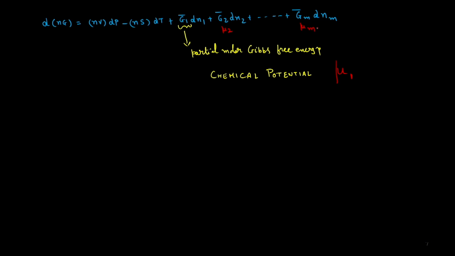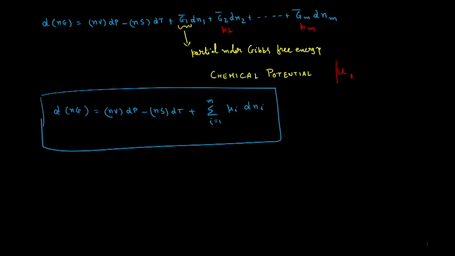So if I were to write this expression in terms of chemical potentials, it would be d(nG) is going to be equal to nV dP minus nS dT plus the summation over all the species i going from 1 through m, mu i, the chemical potential of that particular species i, dn i. So this is a fundamental property relation for the total Gibbs free energy of the system, of an open system, right?